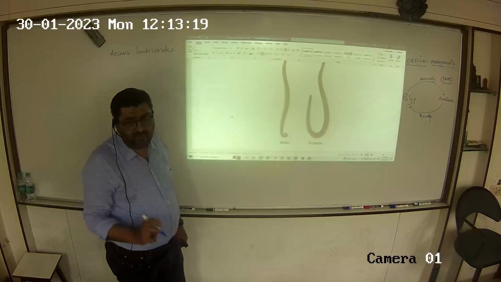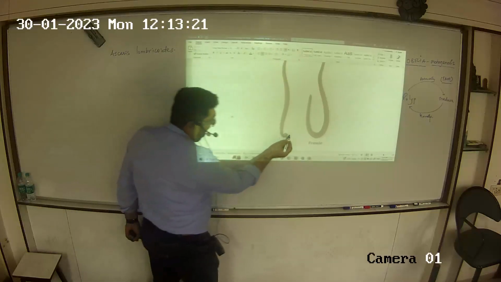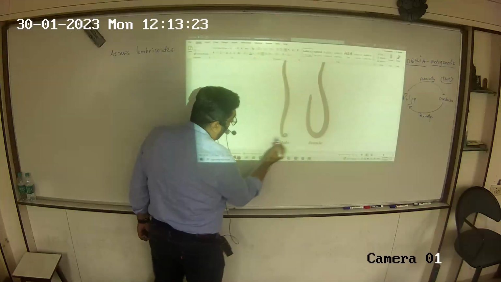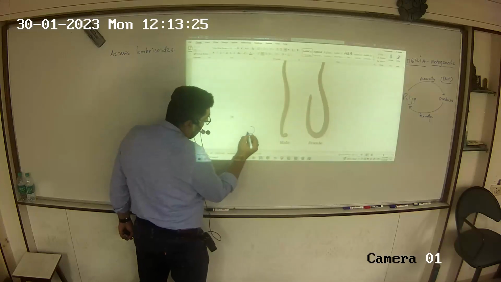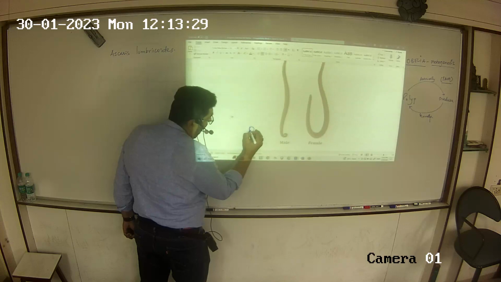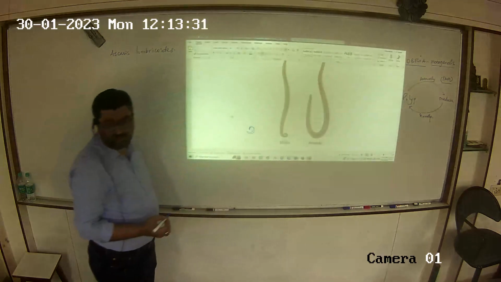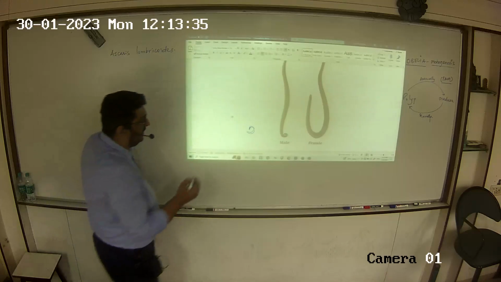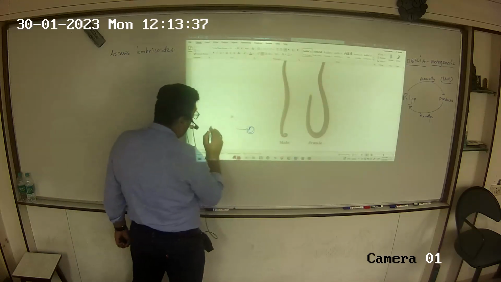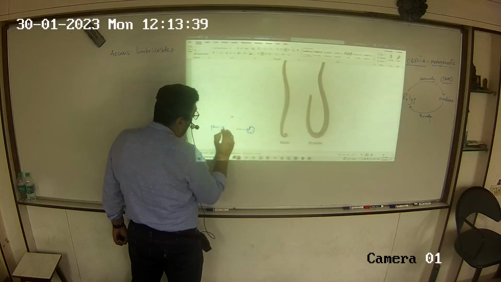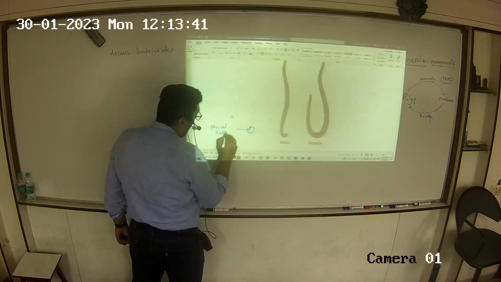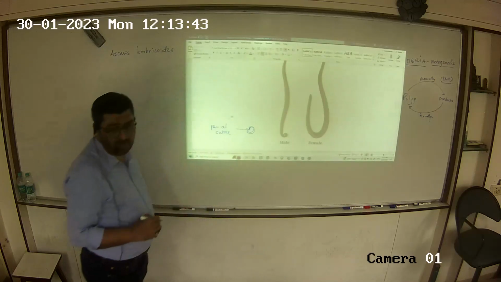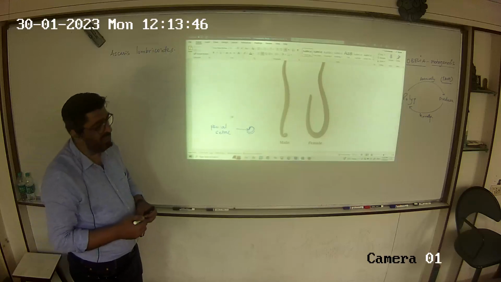The third difference is, now if I could zoom into this now, it's like this. At the end, you have a small spiny structure. Small spiny structure here. This small spiny structure is called as penial setae. Obviously the organ for copulation. Penial setae.